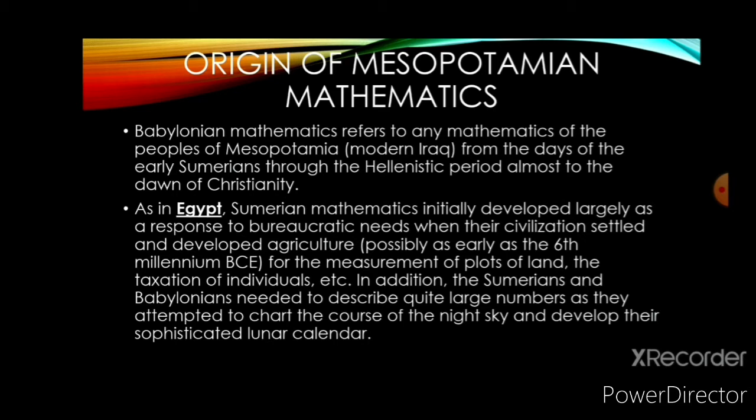As in Egypt, Sumerian mathematics initially developed largely as a response to bureaucratic needs when their civilization settled and developed agriculture, possibly as early as the 6th millennium BC, for the measurement of plots of land, taxation of individuals, etc. In addition, the Sumerians and Babylonians needed to describe quite large numbers as they attempted to chart the course of the night sky and develop their sophisticated lunar calendar, similar to the Egyptians.